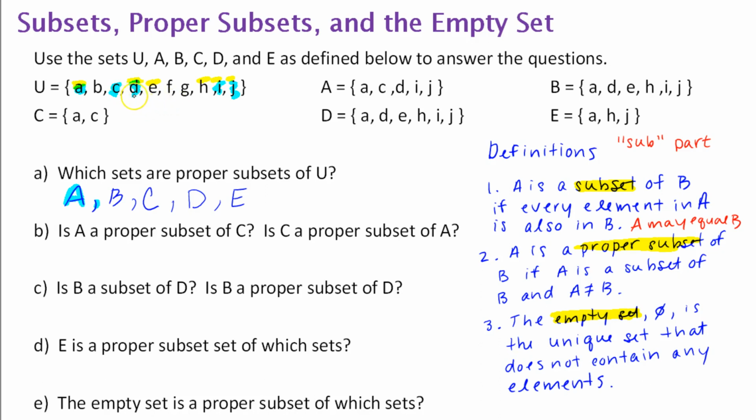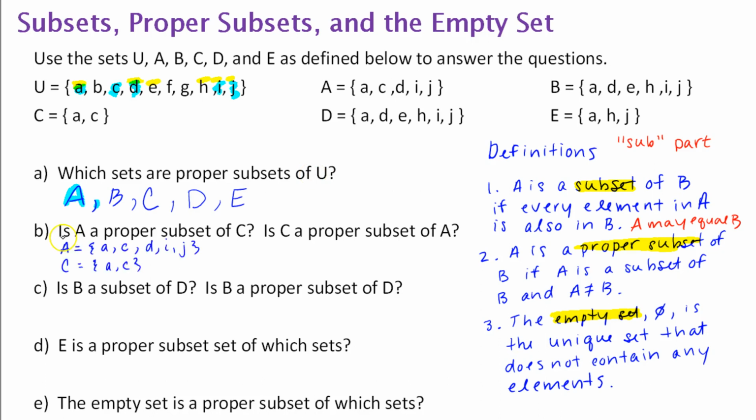Now, U is not a proper subset of U because U equals itself. So U is a subset of U. Every set is a subset of itself because it has all the same elements, but it doesn't have that extra requirement that the sets are not equal. Okay, so all of the sets except for U itself are proper subsets of U. Let's look at the next one.